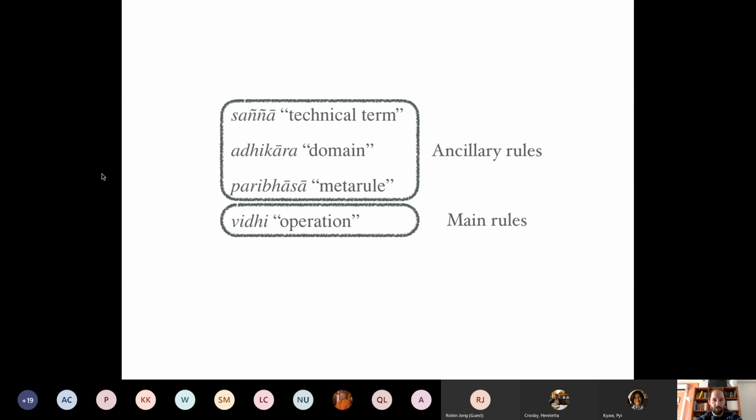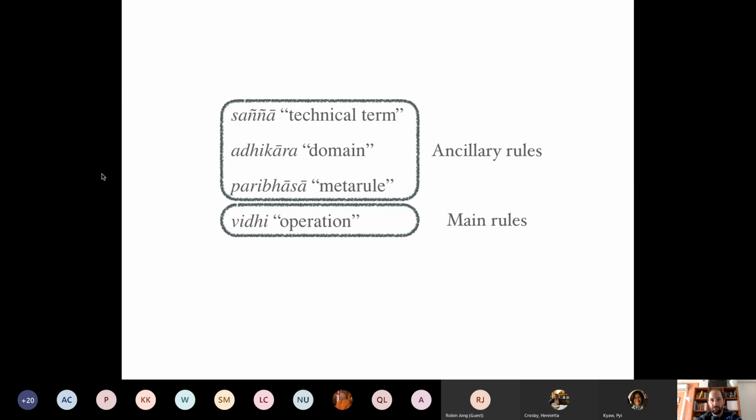Then another type of rule is the paribhasa rule, in Sanskrit paribhasha. As the name already suggests, it's about the bhasha, so it's a meta-linguistic rule. In this case, it's a meta rule. It's a meta-grammatical rule, really. It's a rule about how the grammar works. And we will see one important paribhasa today, so you will hopefully understand clearly what the meaning of paribhasa is.